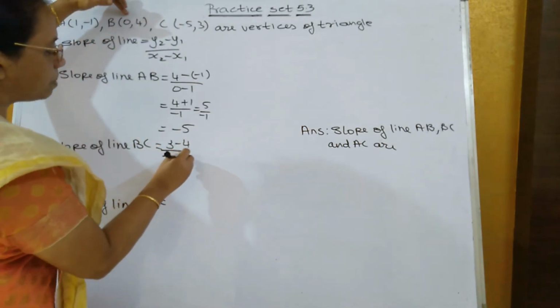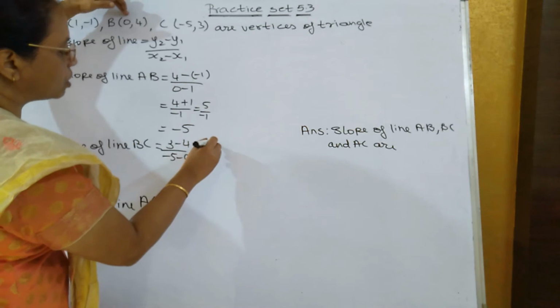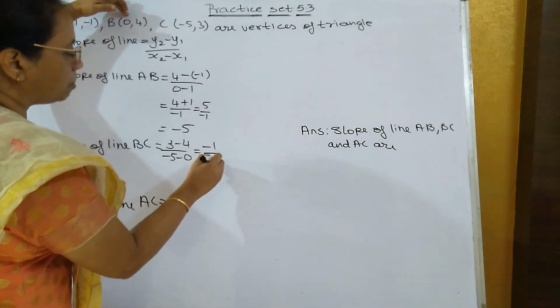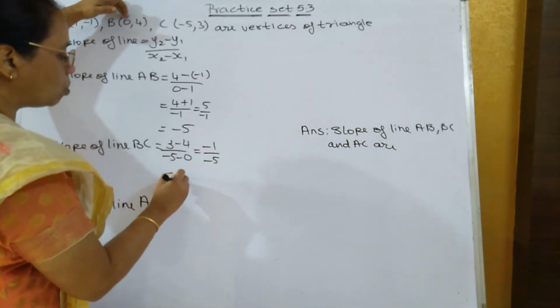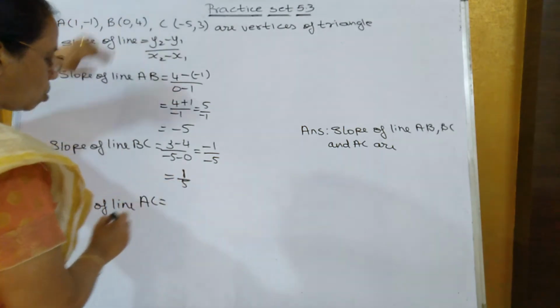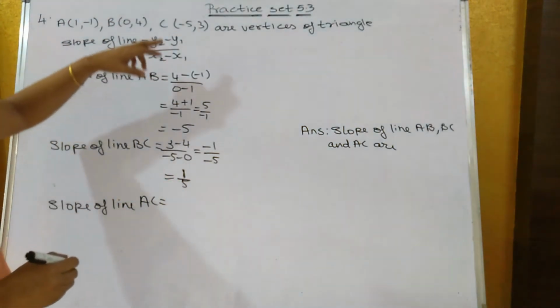Now we will find out BC, that is (3 minus 4) upon (-5 minus 0). 3 minus 4 is -1, upon -5. So that's equal to 1 upon 5.